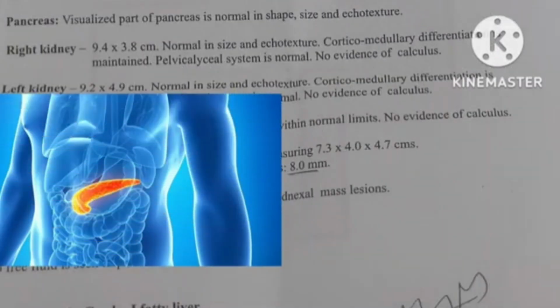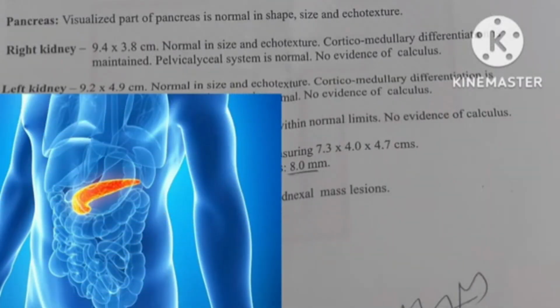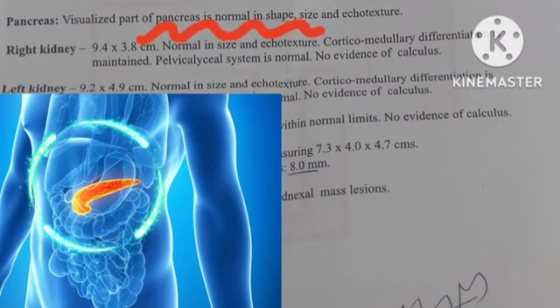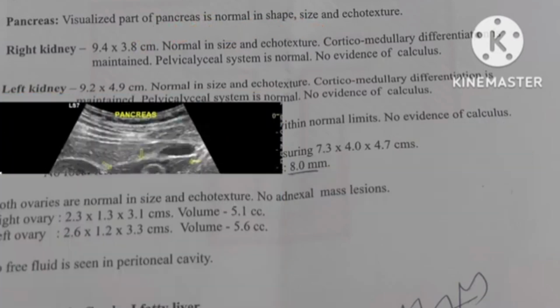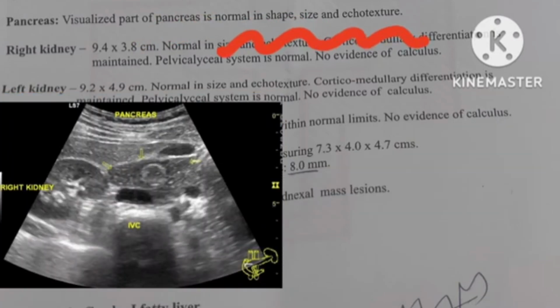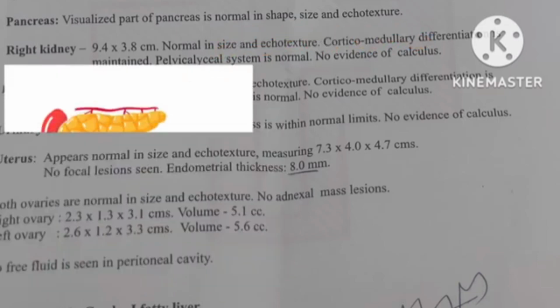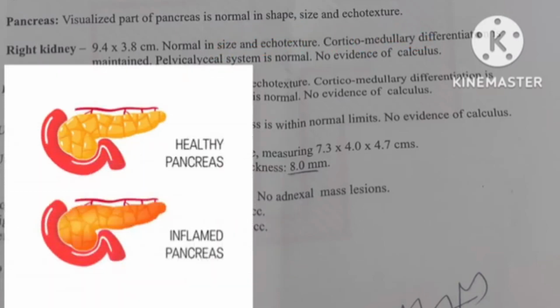Next comes the pancreas. The pancreas is an organ which is present behind the stomach and in front of the spine. When it is normal in size, they'll mention it as normal. If the pancreas size is enlarged, they mention it as enlarged pancreas, and they also mention the echo texture, how the tissue pattern of the pancreas is. If it is increased or decreased, they'll mention. And we also come across a word called pancreatitis. Itis means inflammation. If there is any swelling or inflammation of the pancreas, we call this condition pancreatitis.